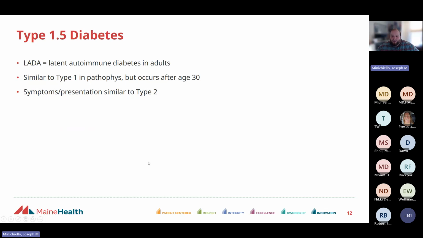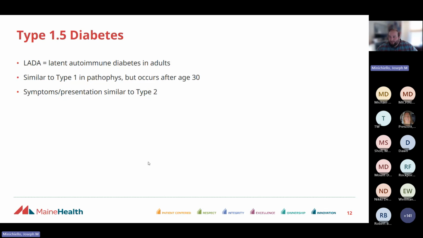Type 1.5, just as a quick nod in case you ever have a patient tell you this, it's just something interesting and up and coming. So type 1.5 is also known as latent autoimmune diabetes. The mechanism of how you get this is similar to type 1 in that it's an autoimmune process. It's the body destroying those beta cells, and so you can't make your own insulin. So you eventually become dependent on insulin.